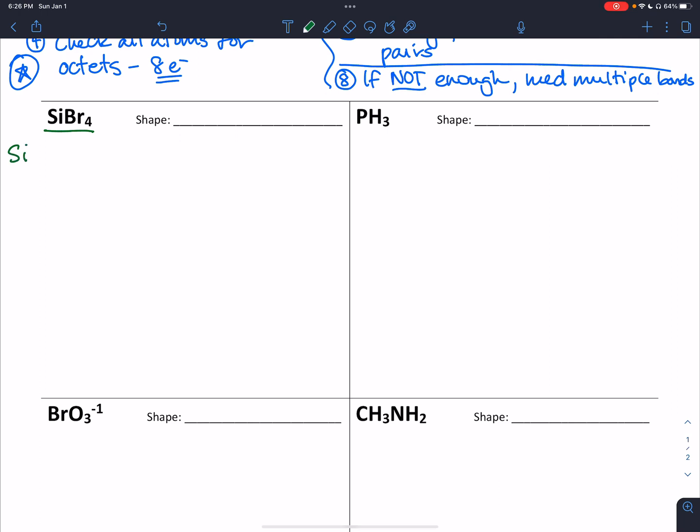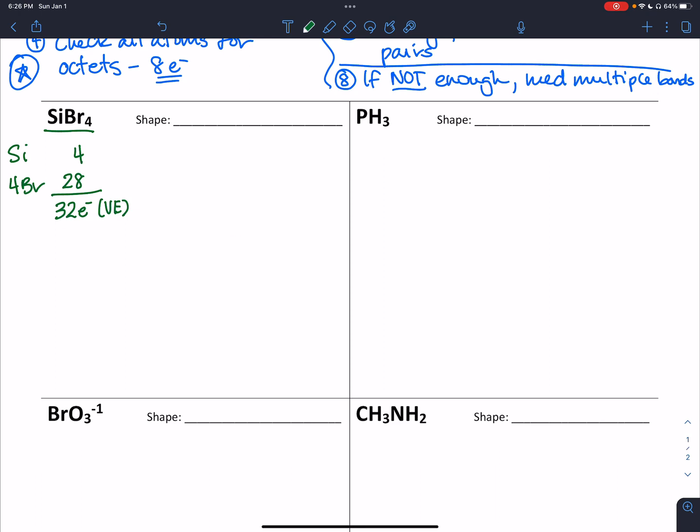So off to the side, I list my 2 elements and the number of each, and I go to the periodic table and look for each element. Silicon is in group 14, which means it has 4 valence electrons, and I only have 1 silicon. Bromine is a halogen, so it has 7 valence electrons, and I have 4 of them, so that means I have 28. If I add those together, I have 32 valence electrons. Those are all the electrons I'm allowed to use as I build this structure.